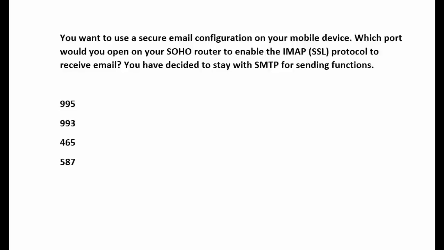The first choice is 995. That port is used by Secure POP3 or POP3S. For over 30 years, SMTP used port 25. Although not disallowed, some ISPs have blocked the port in favor of spam reduction. The port 587 is now assigned to SMTP traffic.